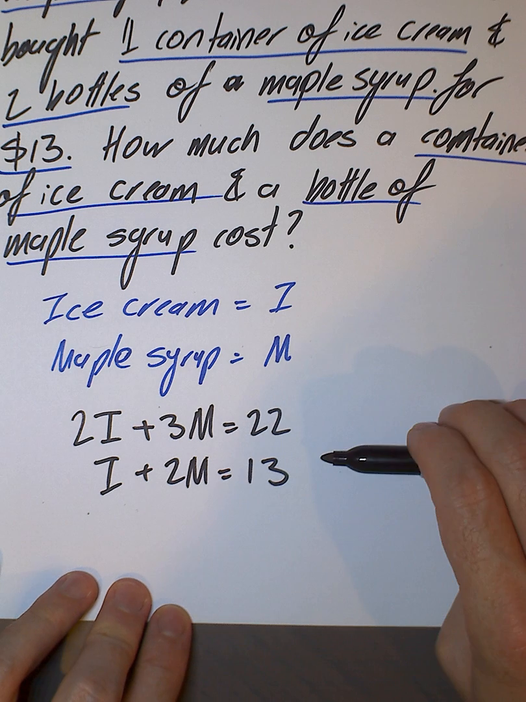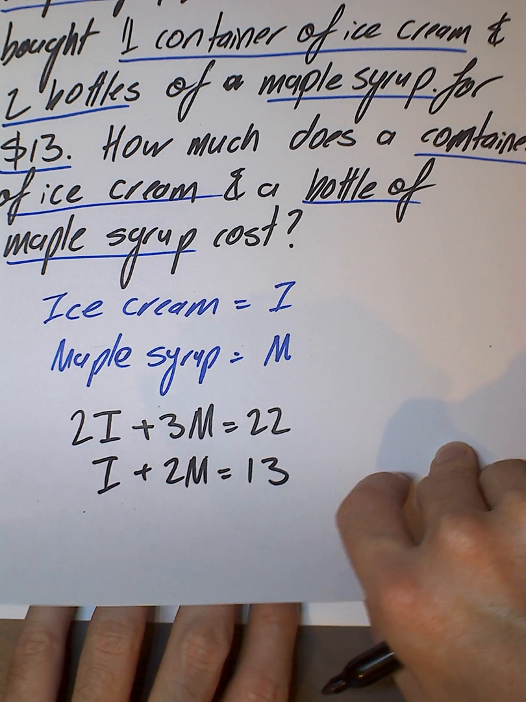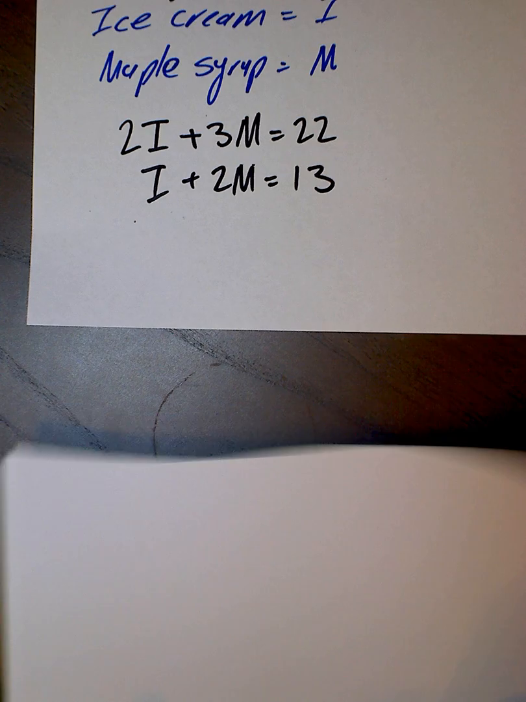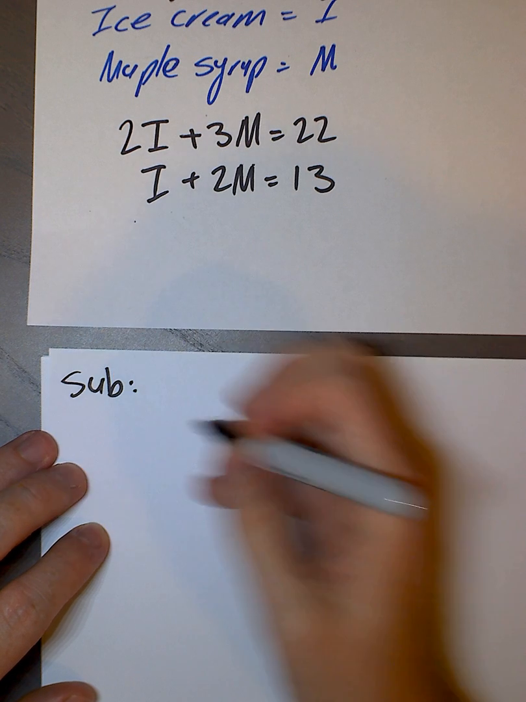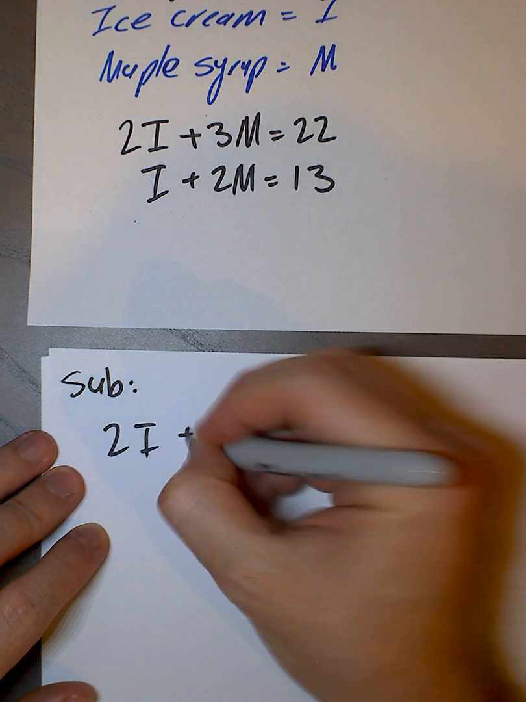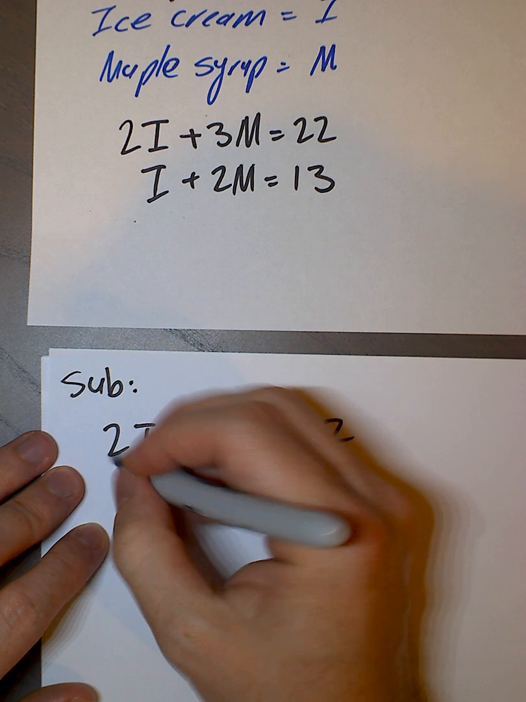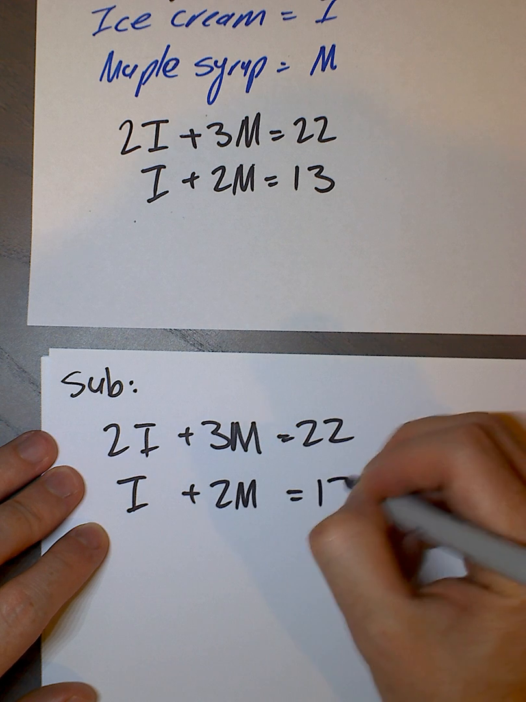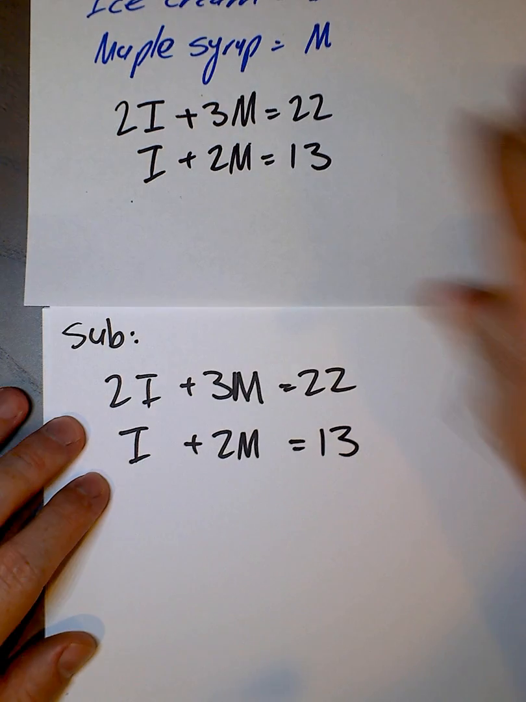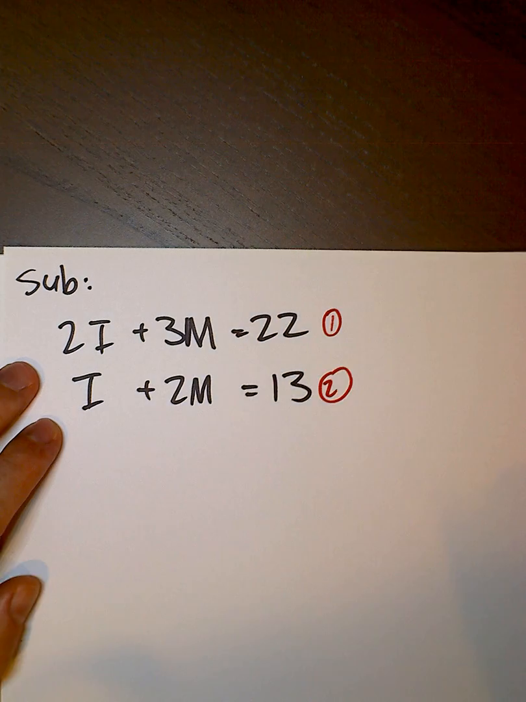I'm going to do substitution now. If you want to skip ahead and do elimination, you're more than welcome. Okay, so let's just rewrite these, and let's do our sub. So 2I plus 3M equals 22, and I plus 2M equals 13. Okay, and let's always label these equations. Equation 1 and equation 2.